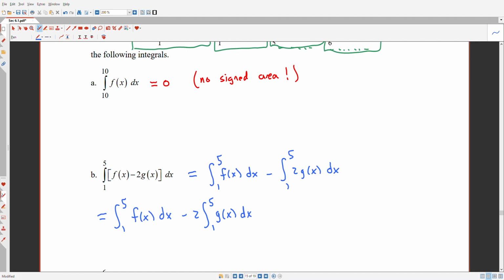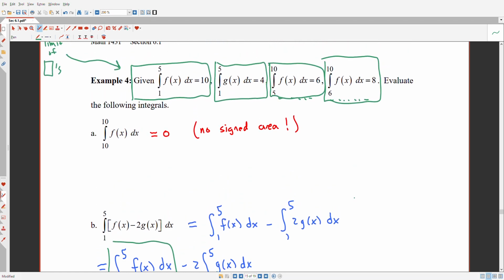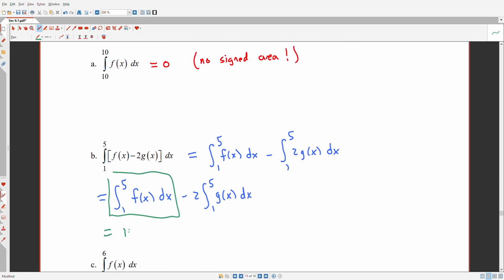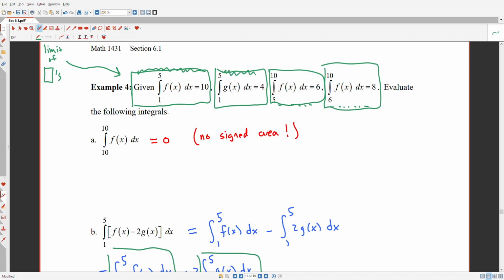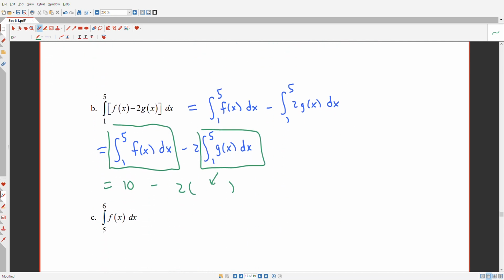Right, so this is me just practicing those properties I mentioned. I'm pulling that constant out front, and now look, this guy here, they told me this number. They told me that area. They said from 1 to 5, that's right up here, you're supposed to get 10. And then they said, this area, they also told me, they said when you go from 1 to 5 for g of x, you're supposed to get 4. So this becomes 2 times 4. So at the end of the day, this was just asking you, hey, what's 10 minus 8?